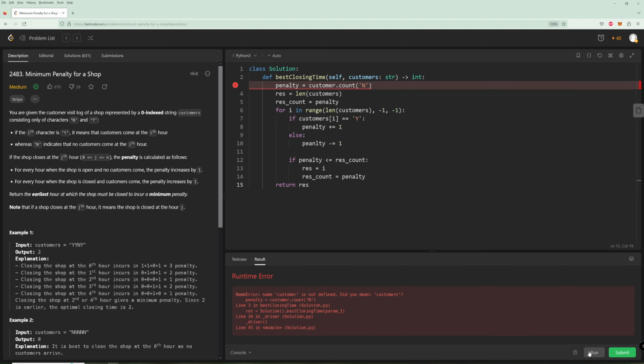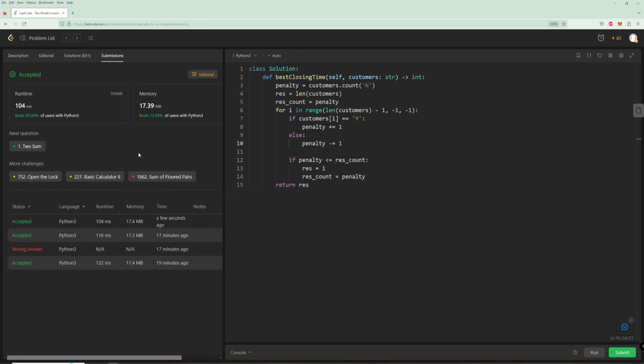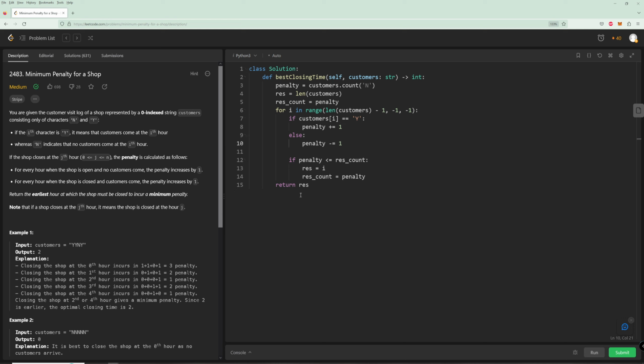So let's give that a go. String is out of range. Oh yeah, this should be a length, customers minus 1. We want to start at the last index, which is length of customers minus 1. Oh, penalty, misspelled. Keep going with errors. There we go. Alright, so you can see it's a reasonably efficient algorithm. I think there is a way to do this in one pass, but either way, it's still going to be the same time complexity, so that doesn't really matter.